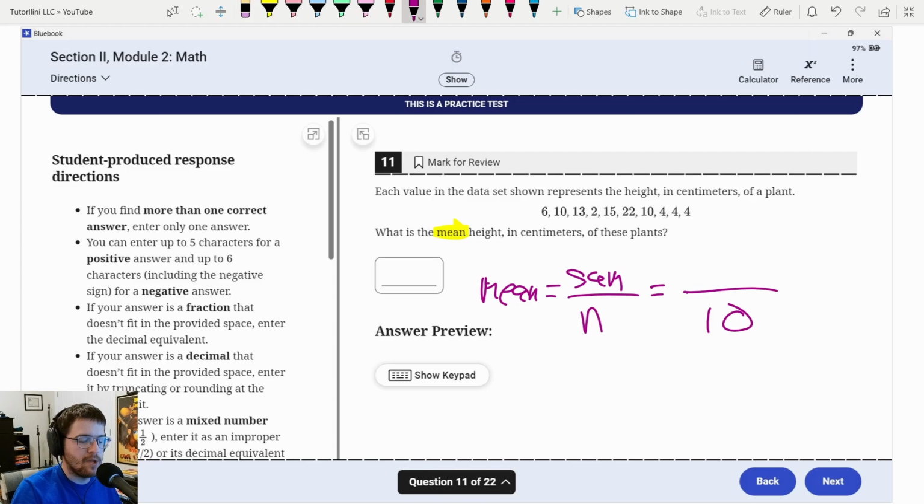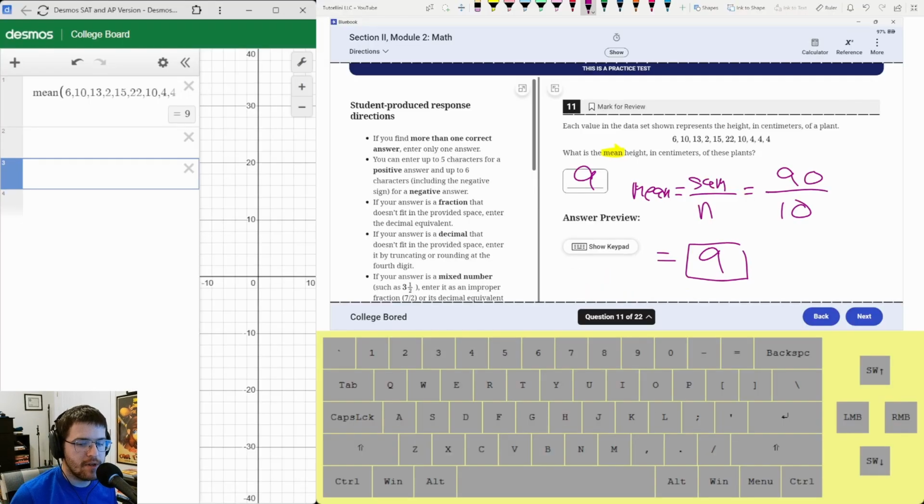And to get the sum, I'll just do that on my calculator real quick. Okay, so I added up all the numbers in the list and I got 90. So that means the mean is 90 divided by 10, which is just 9. We can also do this on Desmos. Let's go do that. Okay, so I just typed in the word mean and then parenthesis and then the list exactly as it is from the question and then another parenthesis. And we also get 9.